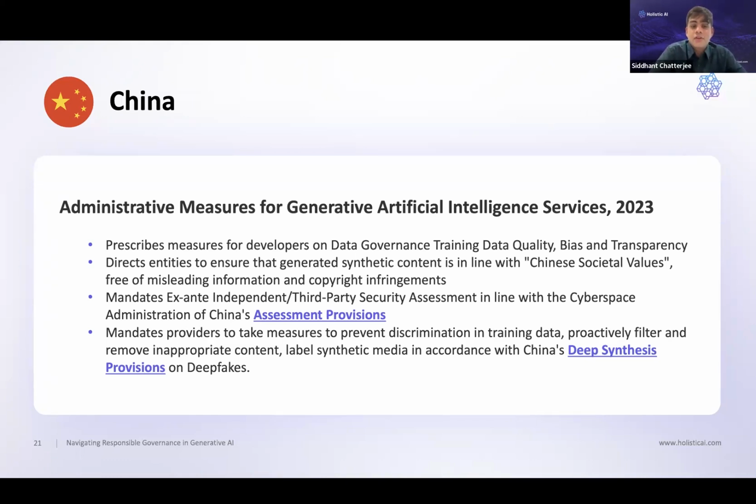Further, providers of generative AI services are also directed to prevent discrimination while training their datasets during product development, deploy proactive filtering technologies to remove inappropriate content as per content regulation guidelines, and employ labeling techniques to watermark synthetic data or content generated by generative AI services in accordance with China's deep synthesis provisions on deepfake technologies.